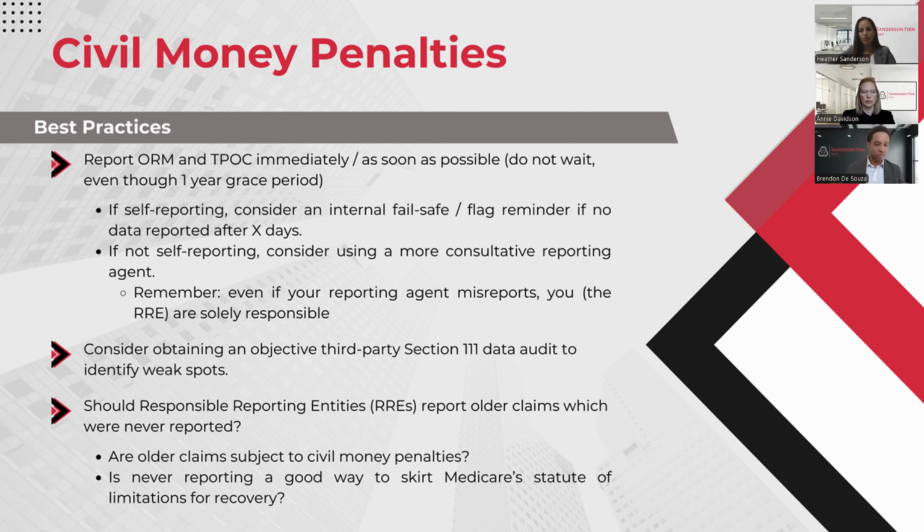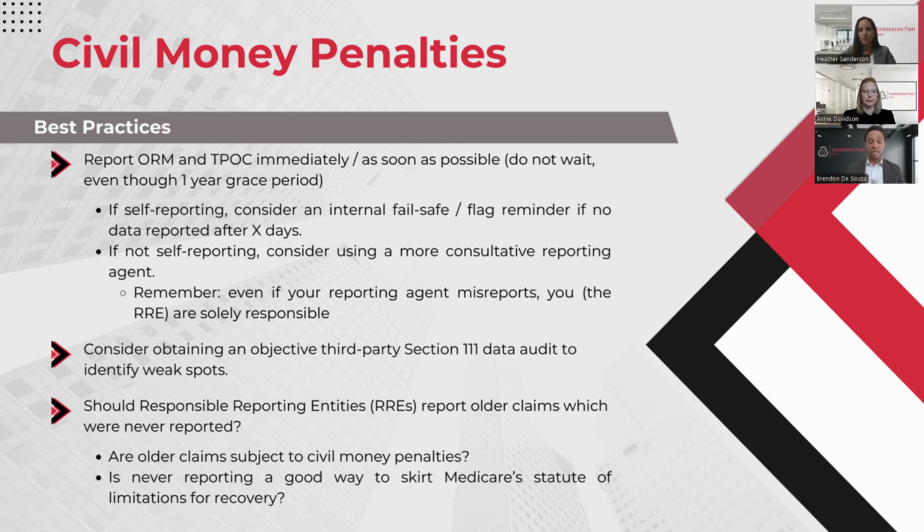And then lastly, a question comes up: should responsible reporting entities report older claims which were never reported? Obviously, if it's a claim where the acceptance of the ORM or the TPOC were dated prior to October 11th of 2024, then technically these would not fall within civil money penalty exposure. But if you have old data that was reported to CMS and it hasn't been updated, that could cause some coordination of benefit issues for the beneficiary. Just remember, we're talking about data in the abstract, but there's a person attached to the end of that record. The last thing you want is Sally Mae to go to their doctor and have Medicare deny benefits just because there was a reporting issue.